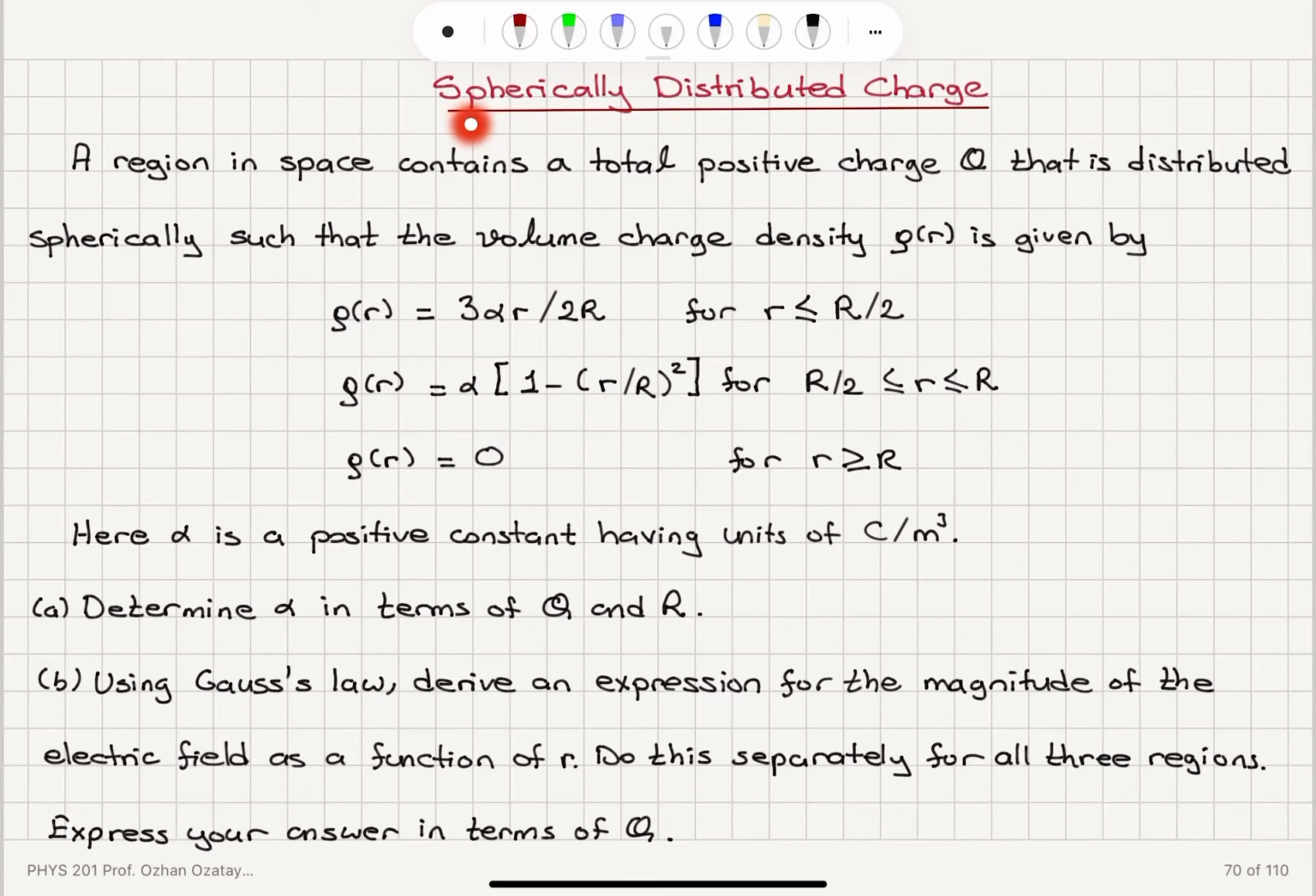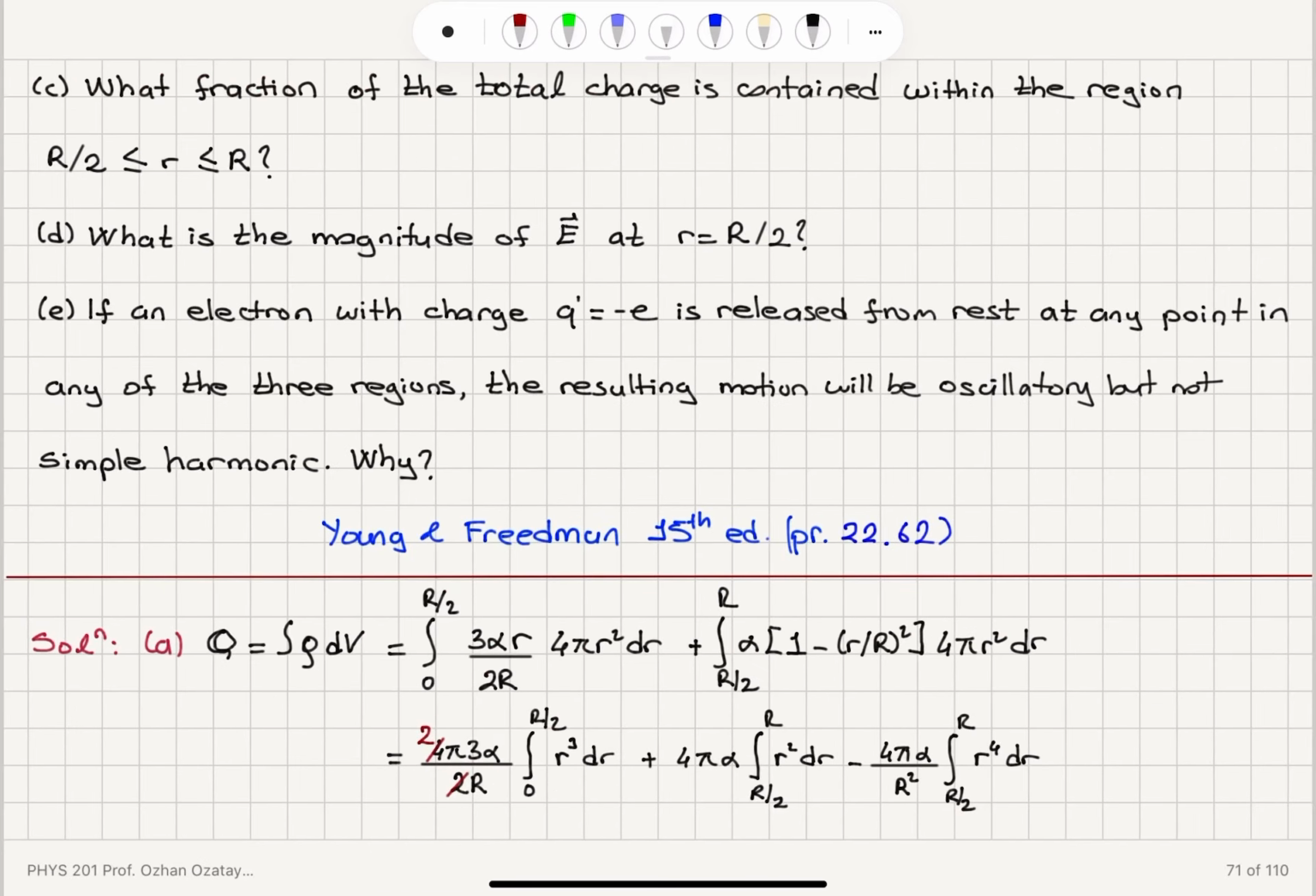We're continuing our discussion of the spherically distributed charge, and we have a non-uniform charge distribution inside a spherical region, and outside the charge is zero. In part A, we've determined this constant alpha in terms of the total charge contained within the spherical region, and in part B, we used Gauss' law to derive an expression for the electric field in these three different regions.